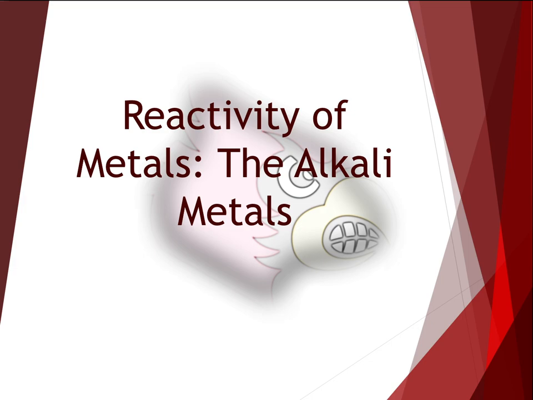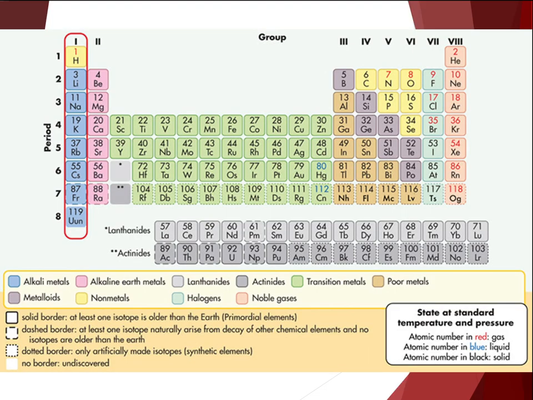Our first main idea, reactivity of metals. The alkali metals. The periodic table that we use today was developed after a great deal of experimentation and observation. A fundamental observation was that elements in the same group had similar physical and chemical properties. A good example is found in group 1.